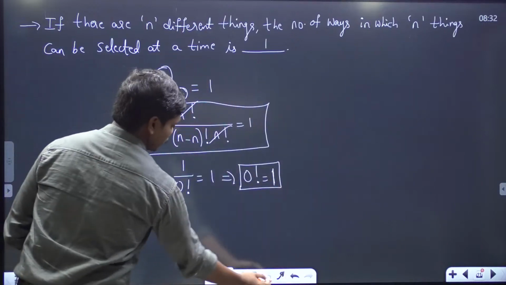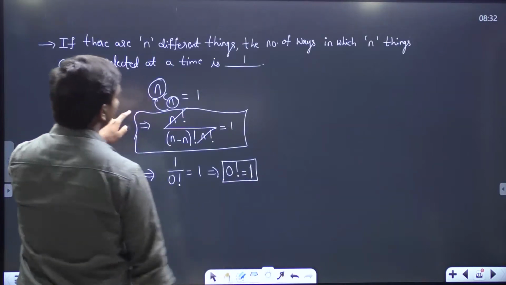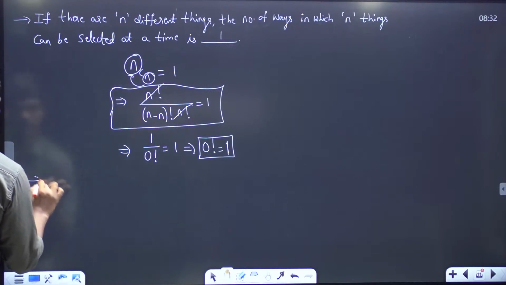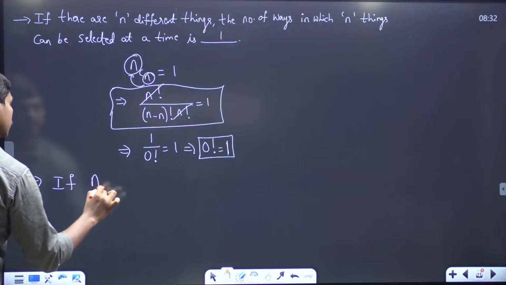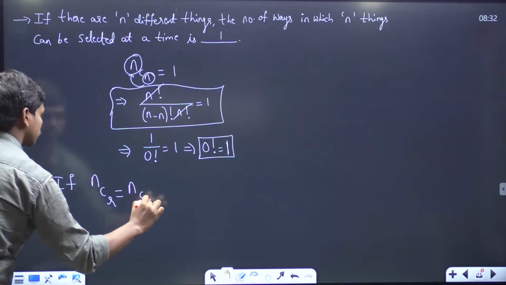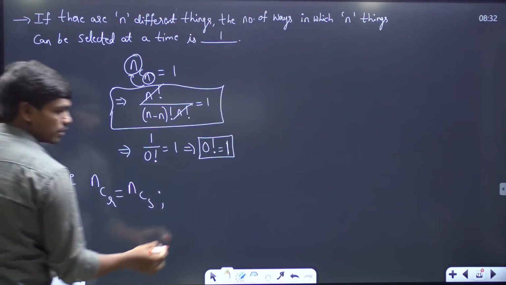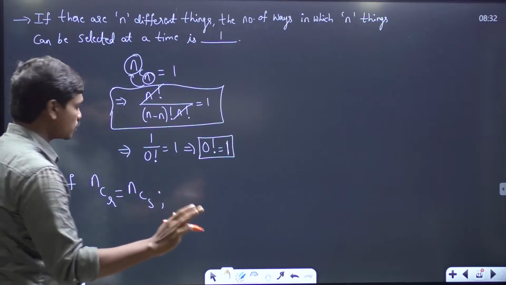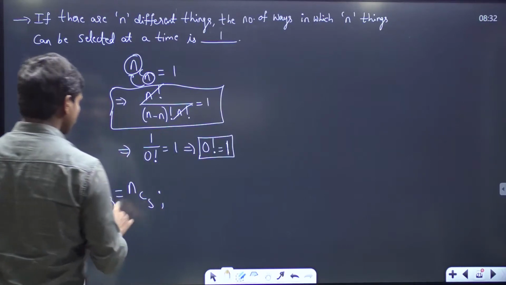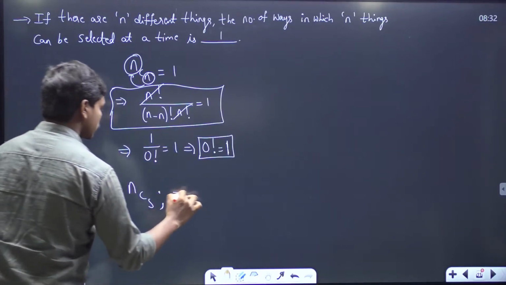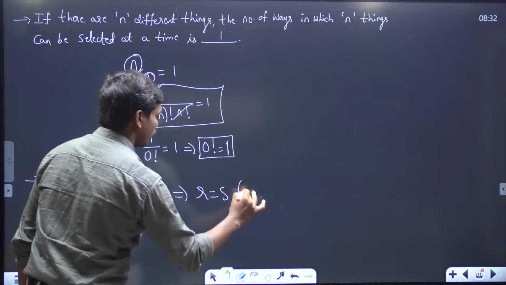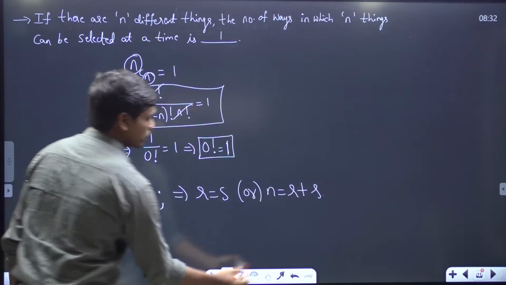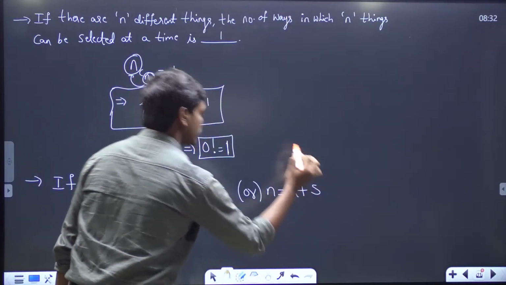Okay, next we would like to write something big. If nCr is equal to nCs, then we'll see where we use nPr. No issues, Monica. So see here, if nCr is equal to nCs, this implies r is equal to s or n is equal to r plus s. Both things are looking the same. So r plus s. Okay.